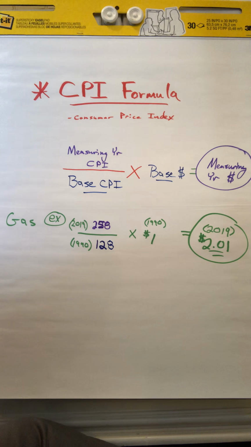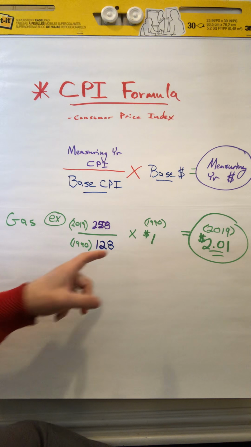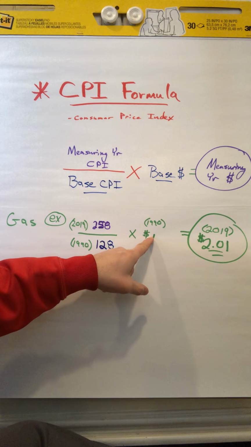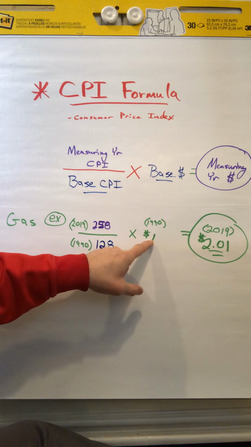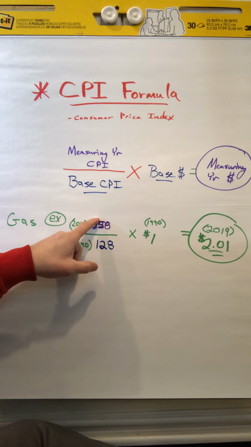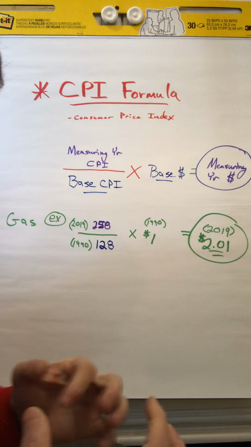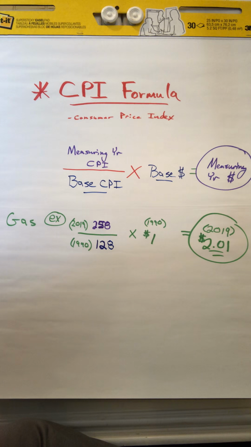Now, we could do the opposite. We could say gas today, what would it be equivalent to back in that day? We could take the $1.99 and put it right here. Since our base price is the $1.99, put the 258 on bottom, put the 128 on top, and then we could convert it back and see how much gas paying $1.99 today would be back in 1990. It would probably be somewhere around 98 or 99 cents, meaning that you're getting a better deal than I was back then.